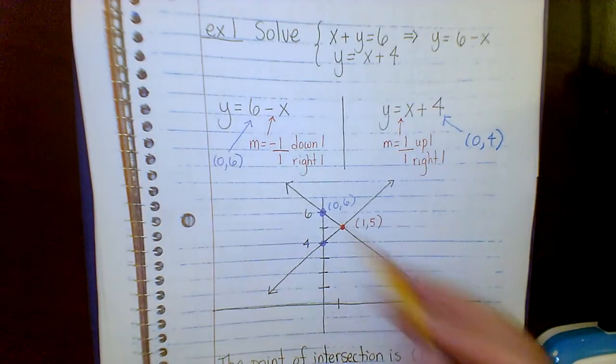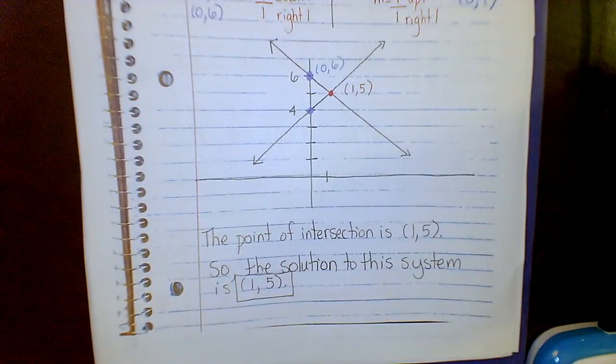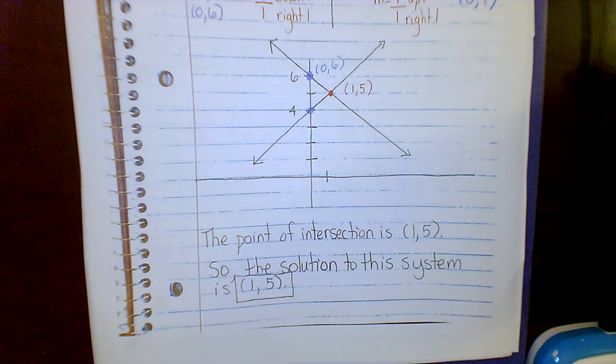So where do these two intersect? They intersect at one point, and that point is 1, 5. So we say that the solution to this system is the point 1, 5. Remember, the solution is a point, not a single number.